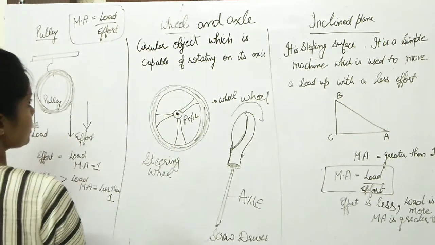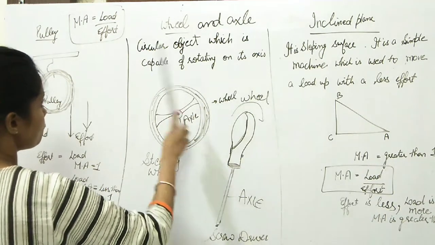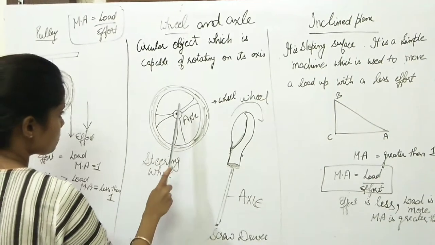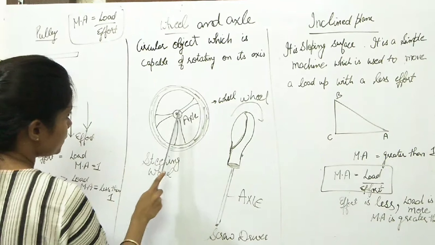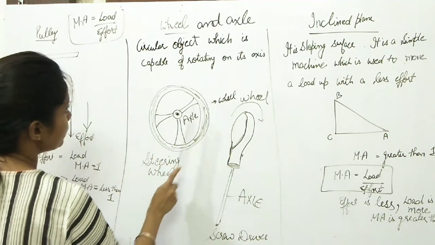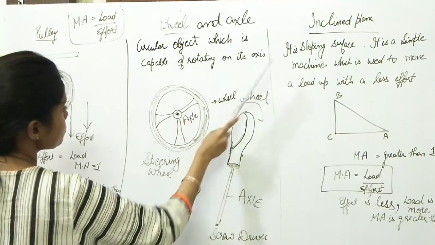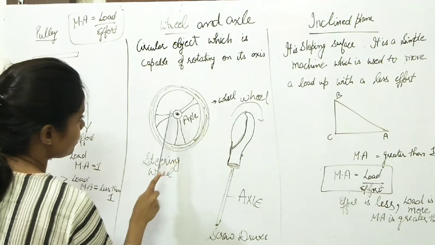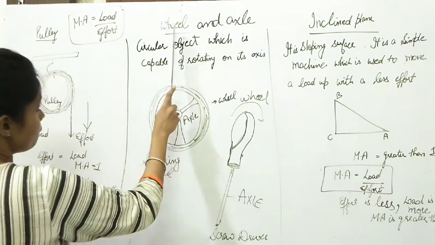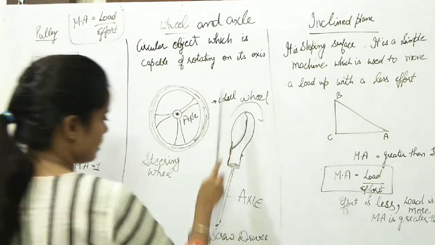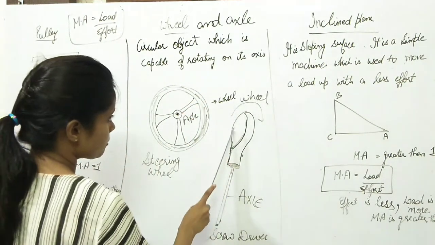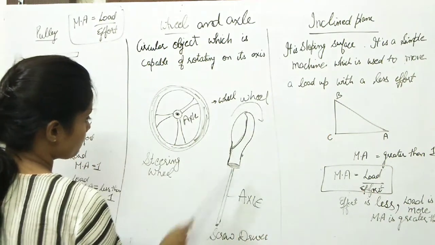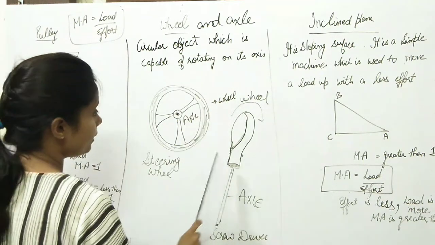A circular object which is capable of rotating on its own. See, here is a wheel, that is the bigger circle, and the smaller circle is joined together with the bigger one, that is the wheel and axle, which is capable of rotating on its own. If we rotate this bigger circle, the wheel, the smaller circle, the axle that is joined, will rotate by itself. Wheel and axle, a simple machine. A similar case is the screwdriver. There is a wheel and axle. If we rotate the wheel, the axle will be rotated by itself.